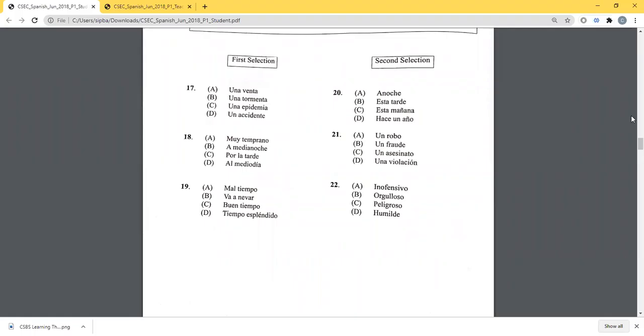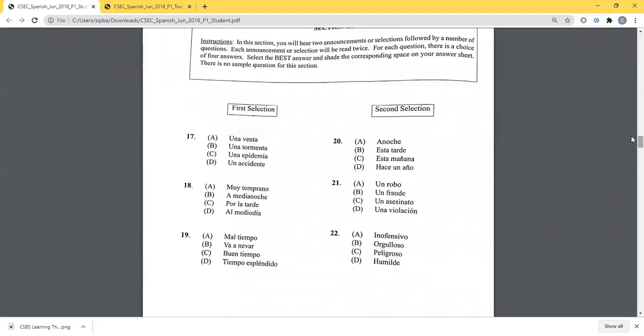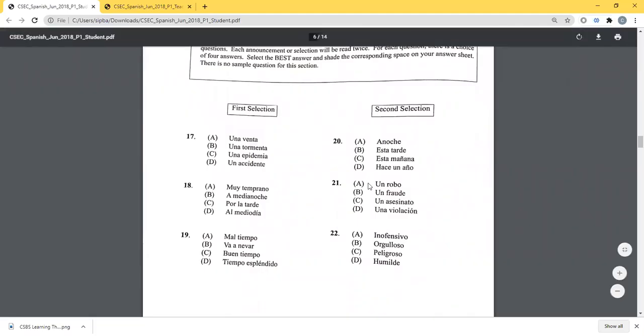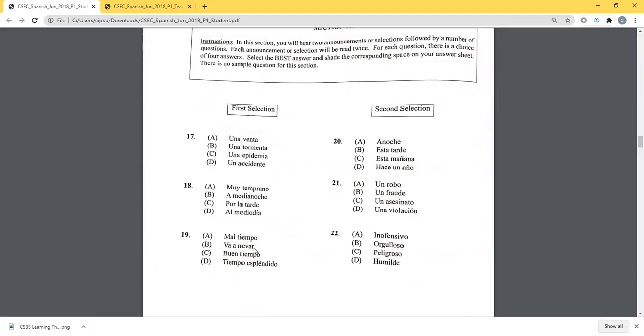All right, this section deals with the announcements. Bueno, they're very short paragraphs. So the first selection, you have 3 questions. These questions are only going to apply to that first selection or announcement. The second selection will contain the answers for questions 20, 21, 22. So there's no mix-up. When you're listening to selection 1, just please focus on 17 to 19. When you're listening to selection 2, just focus on 20 to 22.